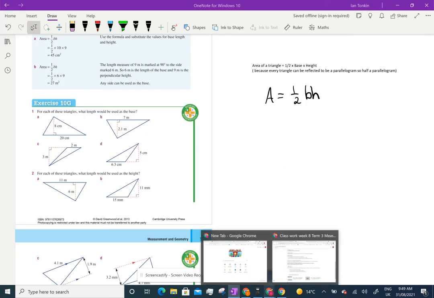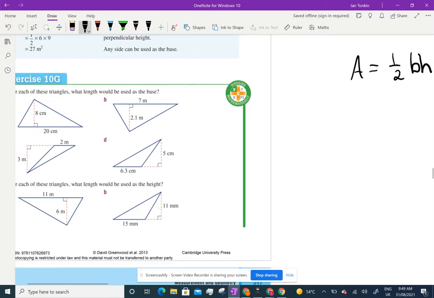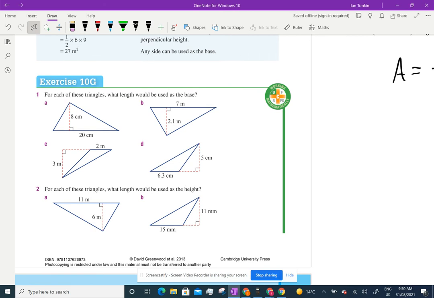So what questions do we have to do? 1 and 2 and 3, just verbally or in your head, and 4, 5, 6, 7, 8, 9. So let's have a look. Okay. So you just need to go through and identify where the base and what the height is. And remember, the height must always have a little square to indicate it's perpendicular. So here, the base is 20, the height is 8. That's pretty easy. What about if they draw it upside down? Doesn't matter. Here, the base is 7 and the height is 2.1.